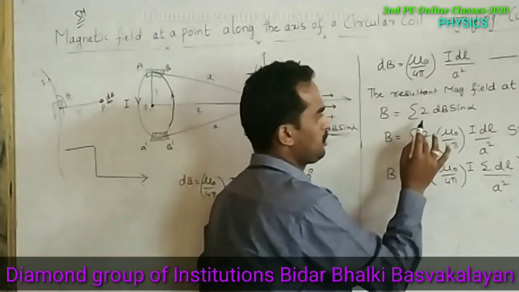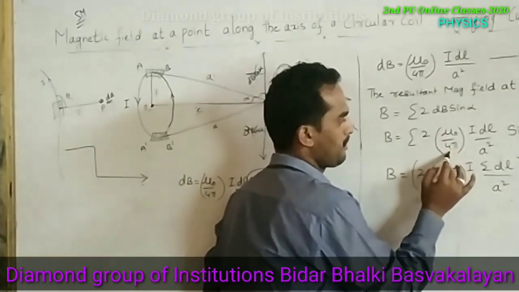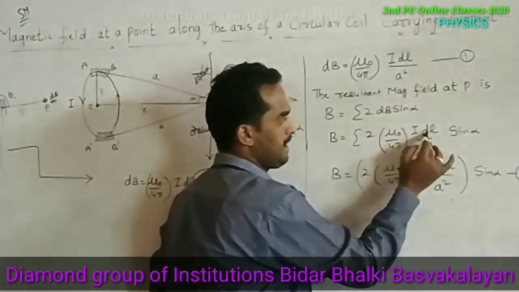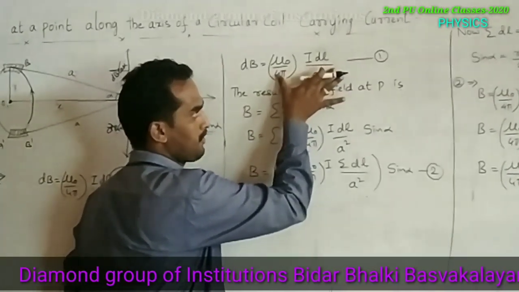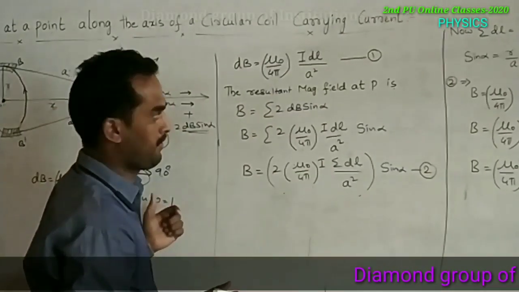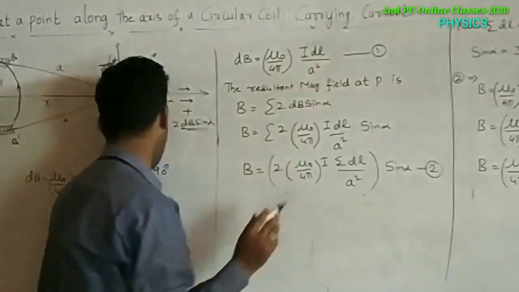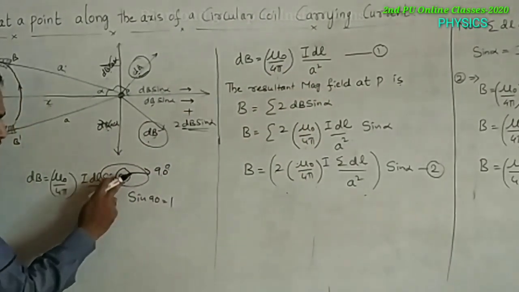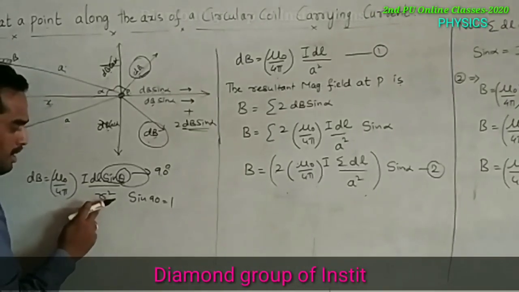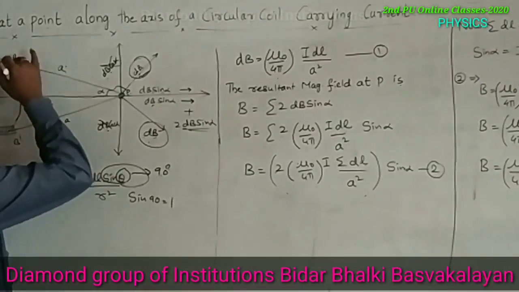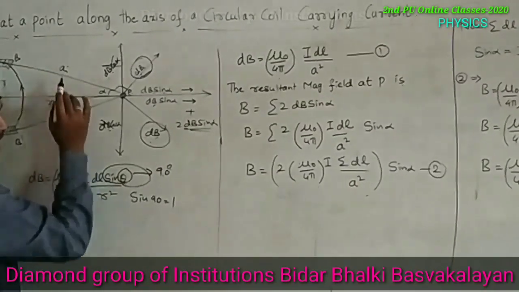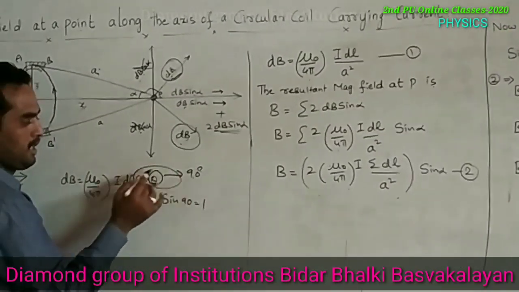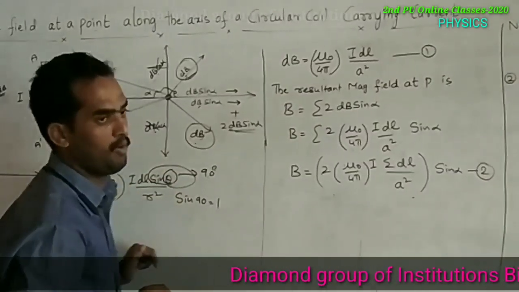Next, 2 as it is, mu naught by 4 pi into I dl divided by a square. This equation we got from Biot-Savart's law: I dl sin theta by r square. But here the distance r is a, so in place of r we write a. Whereas this theta is 90 degrees, so sin 90 becomes 1.